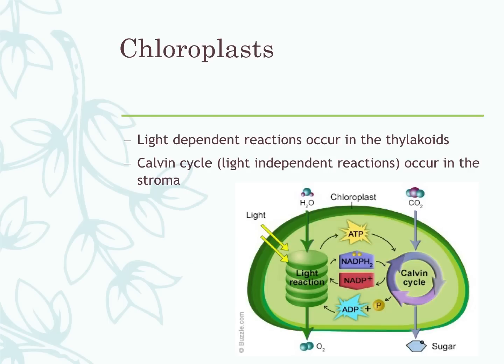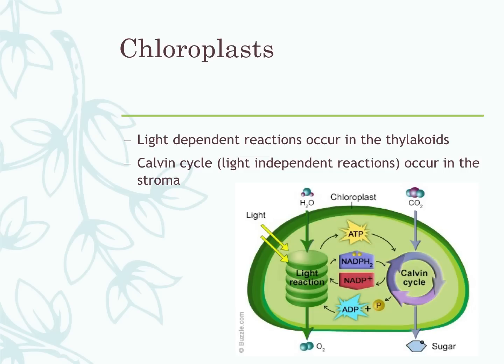There are two parts of making sugar for photosynthesis. We have the light-dependent reactions and the light-independent reactions, which is also called the Calvin cycle. So the light-dependent reactions occur in the thylakoids. The thylakoids are where the chlorophyll is, so that chlorophyll captures the sunlight in the thylakoids, and then we have carrier molecules that go out to the stroma to carry out the Calvin cycle.